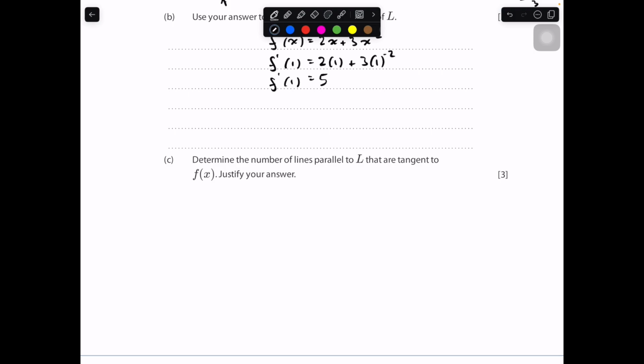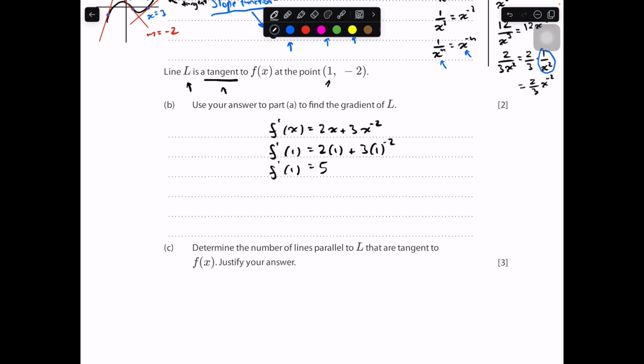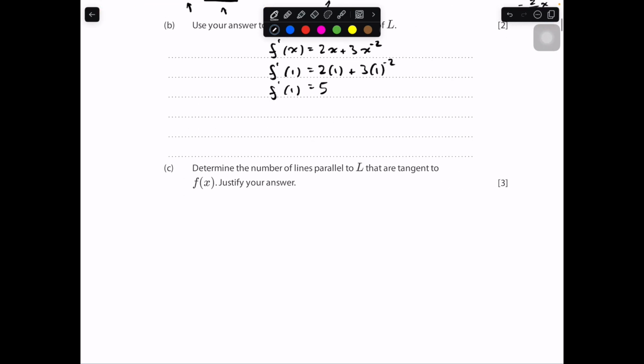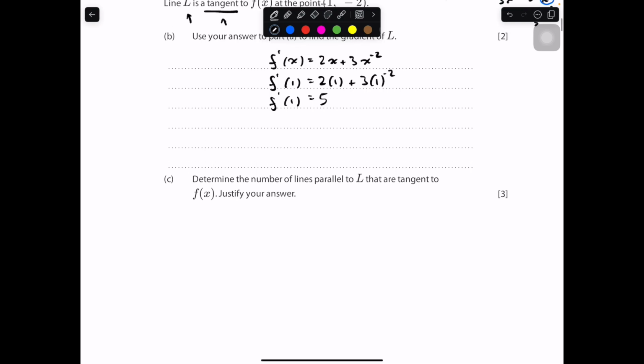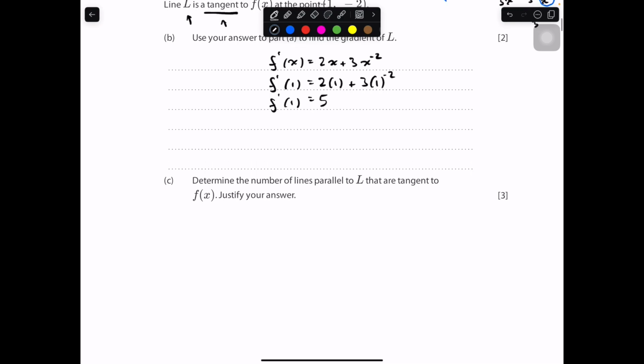Determine the number of lines parallel to L, so parallel to this line right here, this L, that are tangent to f of x. Justify your answer. Number of lines parallel to L that are tangent to f of x. So what's going on here, and how can we possibly solve this? What are they actually asking?